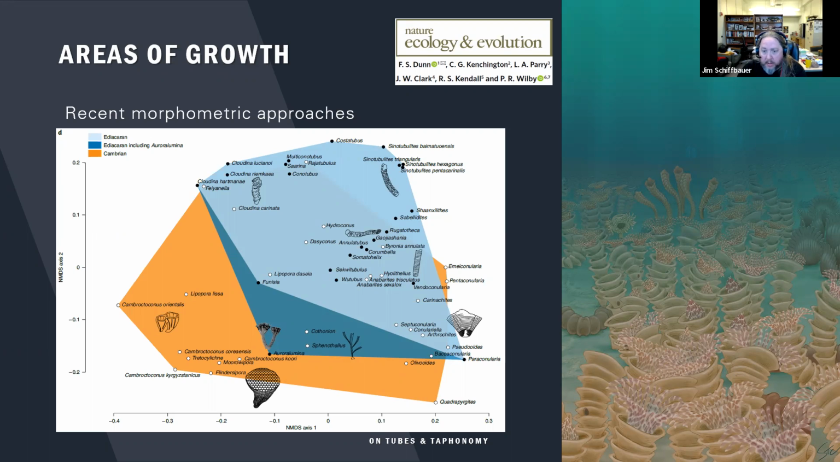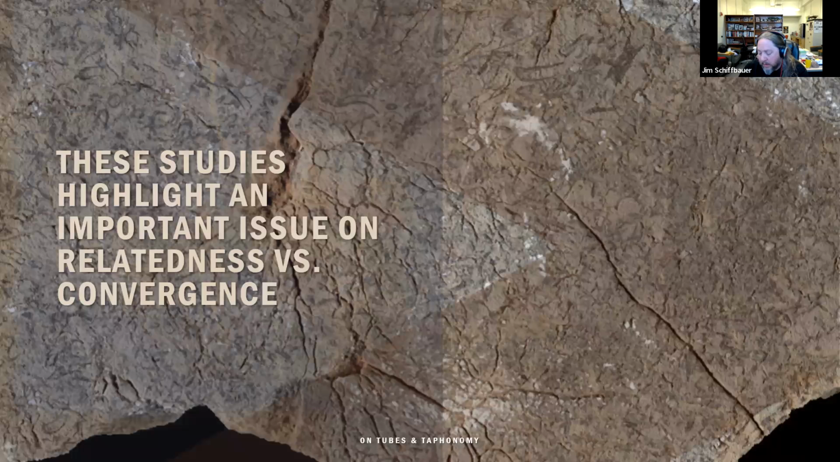This is using an NMDS analysis to try to resolve some of the relatedness of these morphological features. And ultimately, I think this highlights a really important issue for these organisms, and that issue is relatedness versus convergence.